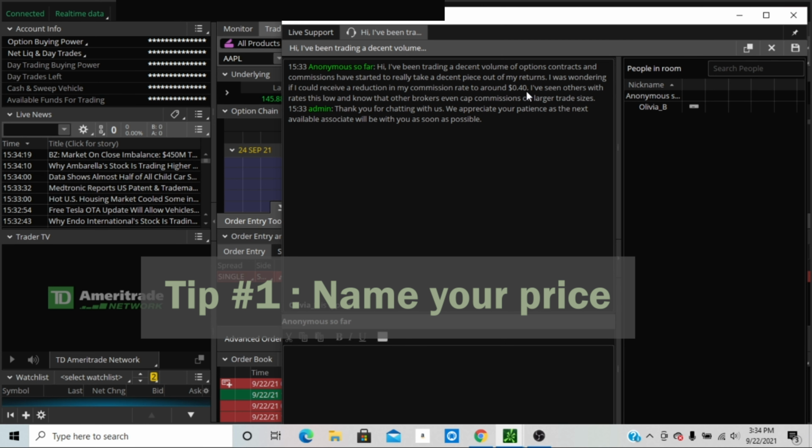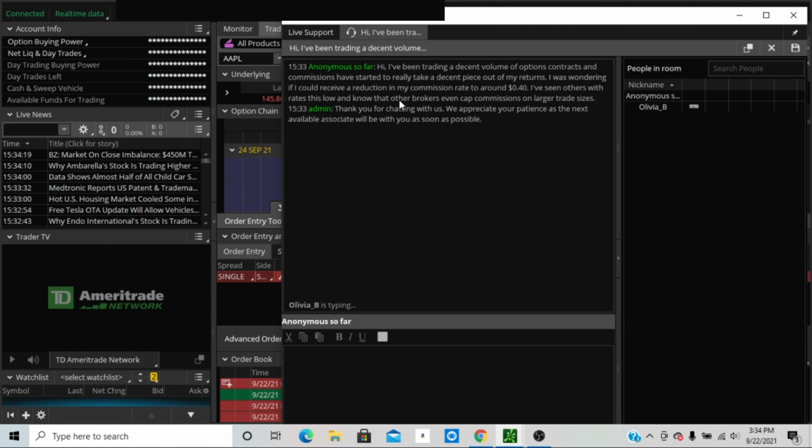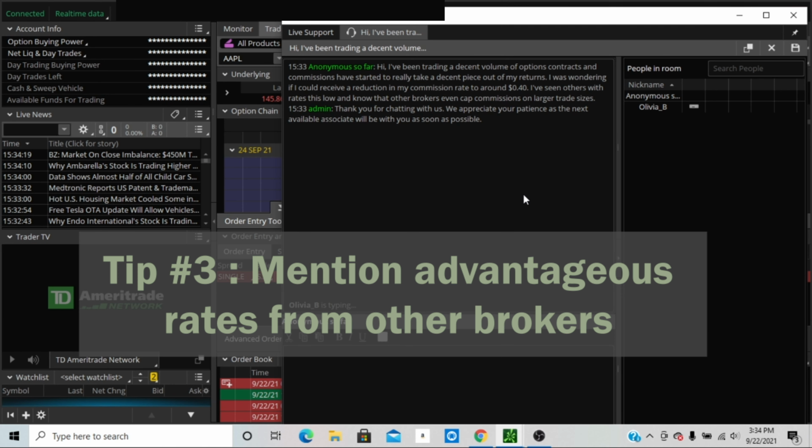And then really important at the end here is to acknowledge the fact that other people have got advantageous commission rates. And key thing here, other brokers have some advantageous rates as well. If you really mention the potential for you to move your money to another broker, that typically is a solid catalyst for some sort of action from your broker.